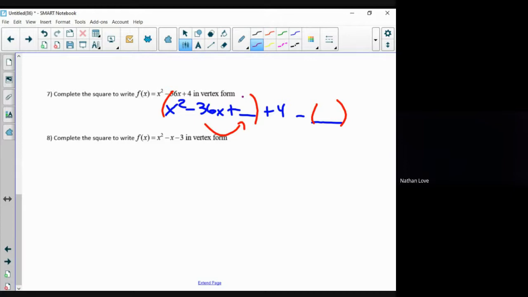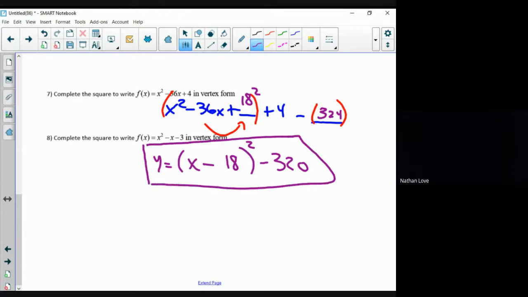18. So I'm going to get 18 squared. Oh, 19 squared is 361. Remember it? 324 is correct. 324. So this factors down to nice, neat x minus 18 squared. And then I'll put that together, gives me negative 320. Make sure you have a y equals in front, and you can box your answer.